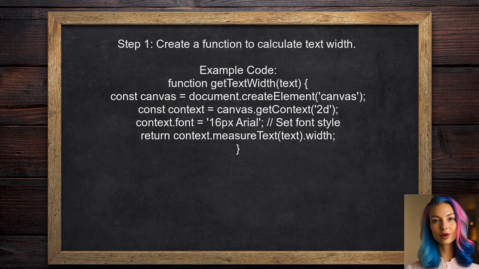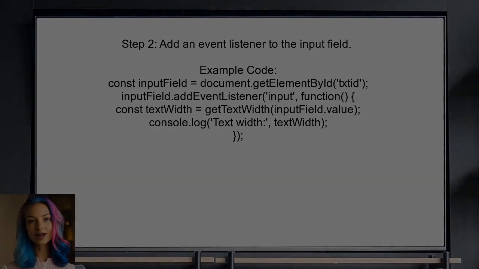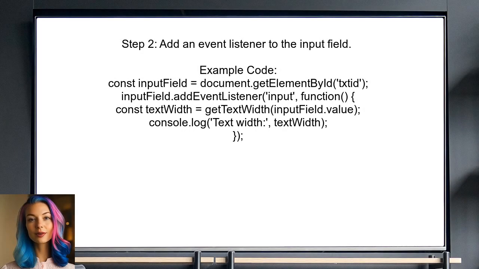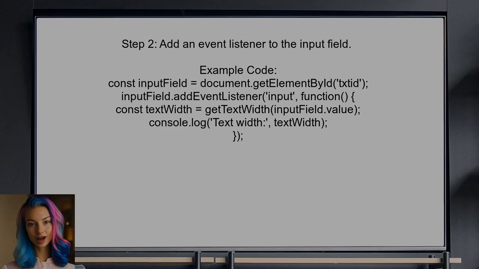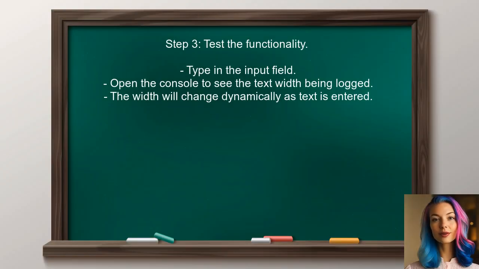To get the width of the text entered in the input field, the user should first create a function that calculates the width based on the current input value. Next, the user should add an event listener to the input field. This listener will trigger the width calculation every time the user types something. Now, the user can test the functionality. As they type in the input field, the width of the entered text will be logged to the console.